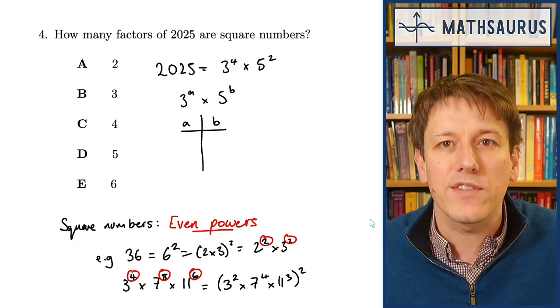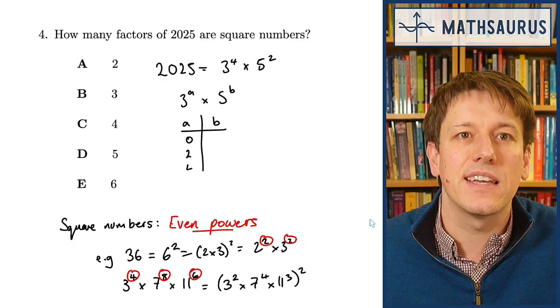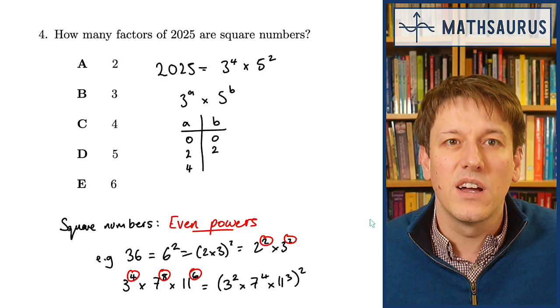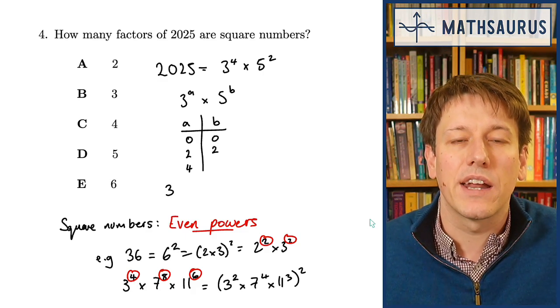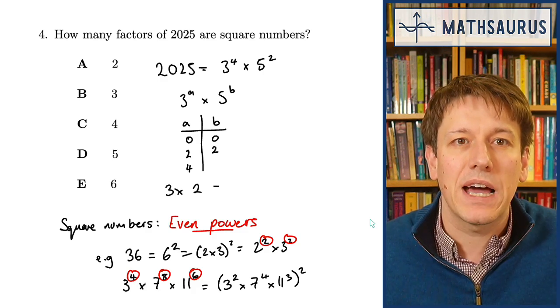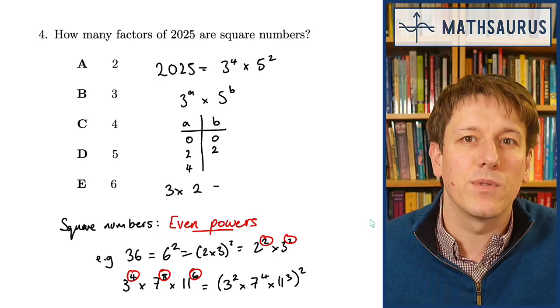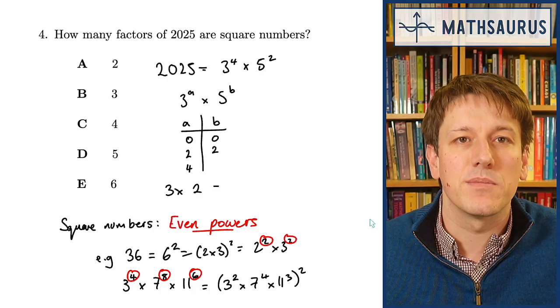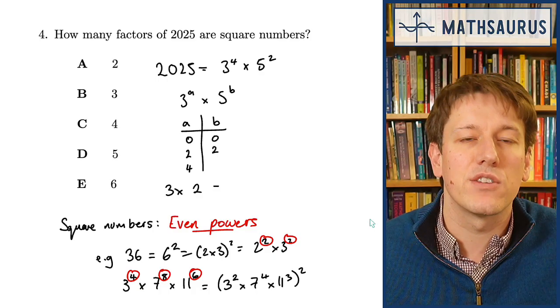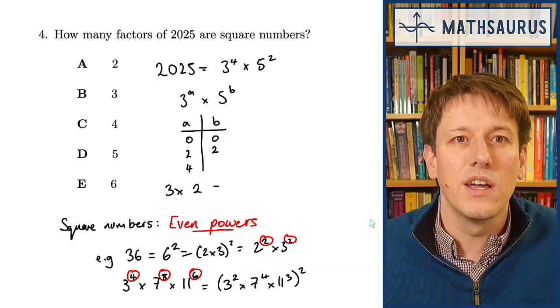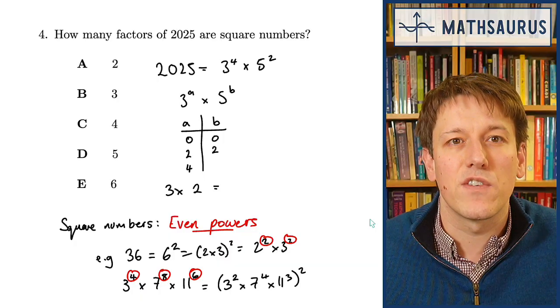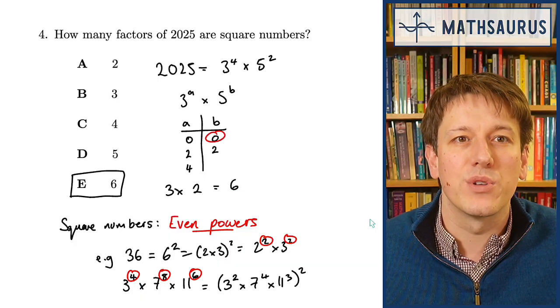So a really efficient way of solving this is to say, okay, I can have a is then either 0, 2, or 4, and b is 0 or 2. And I can match up those powers, so I can do 3 to the power of 0 times 5 to the power of 0, I can do 3 to the 0 times 5 to the 2, and so on. Because there are 3 choices for A and 2 choices for B, we get 3 times 2, or 6 options overall.